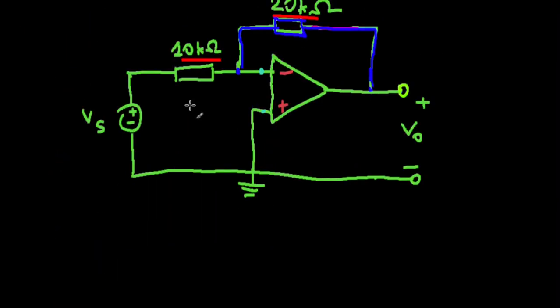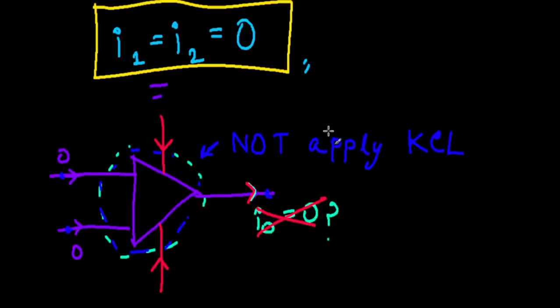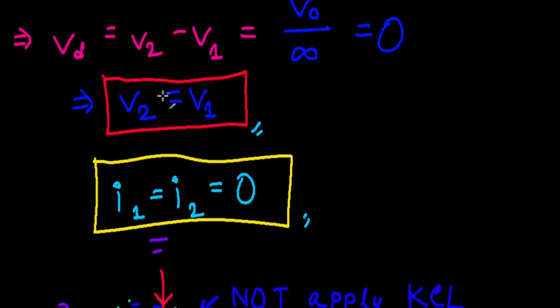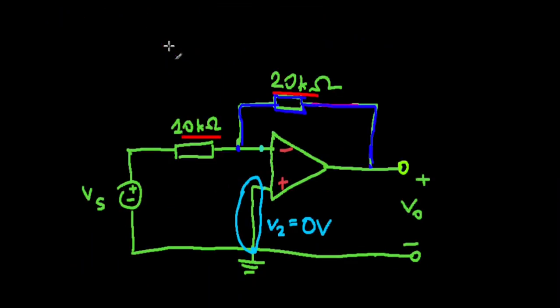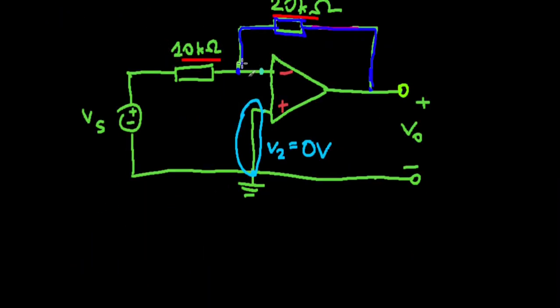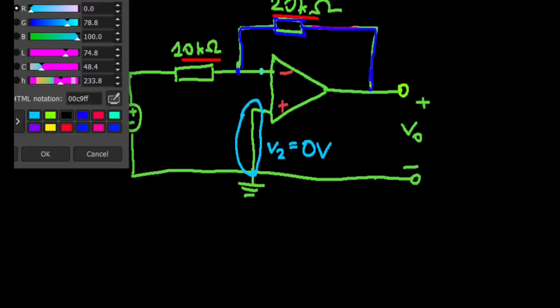The first thing that we notice is, this is our ground, and obviously this has a potential of zero, by definition. This whole node is the same. This is the ground, and this is your non-inverting input. So we have V2 equals 0 volts. But what did we say? If this is an ideal op amp, your non-inverting input and your inverting input have the same value. So if V2 is 0 volts, lo and behold, your V1 also has to be 0 volts. I'll write that down.